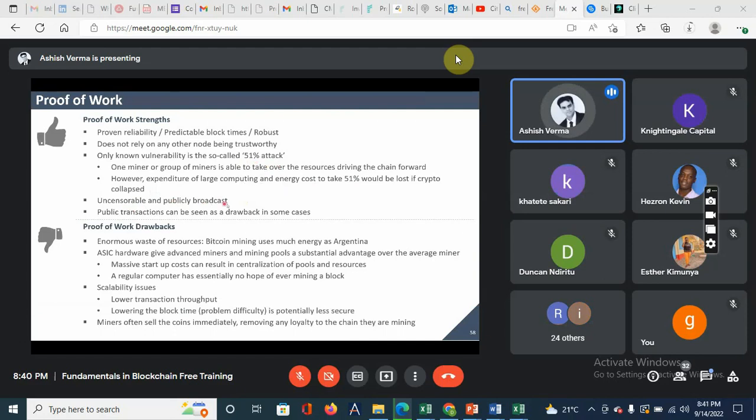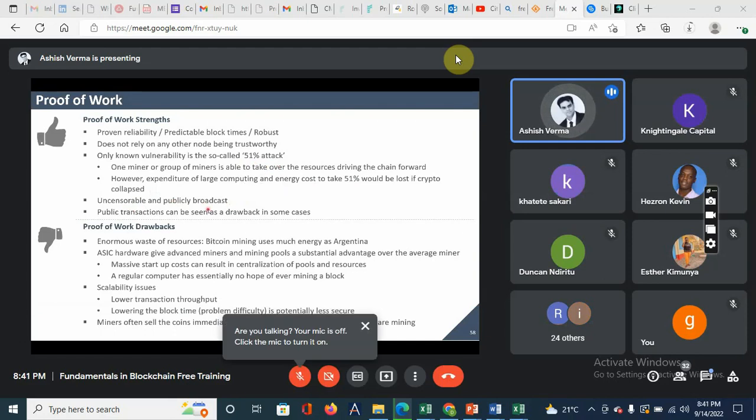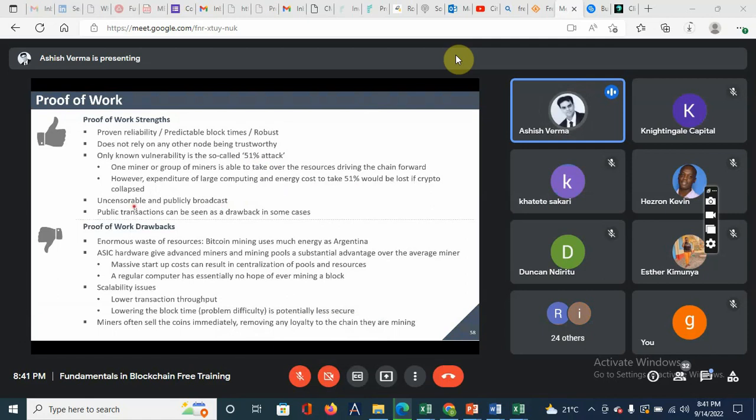It's uncensorable and publicly broadcast. We saw yesterday that we can go on blockchain.com and see what transactions are being conducted over there. It's uncensorable; nobody can go and stop it because it's decentralized. It can be done from anywhere. And the public nature of transactions can be seen as a drawback in some cases. It's all accessible to everyone, so everybody can see who is doing what.